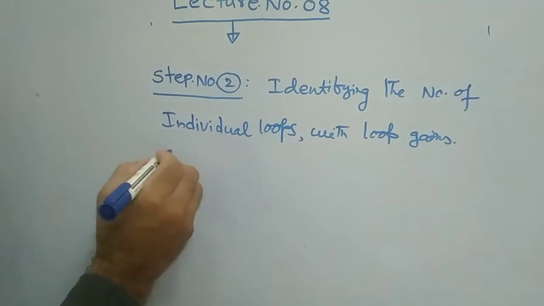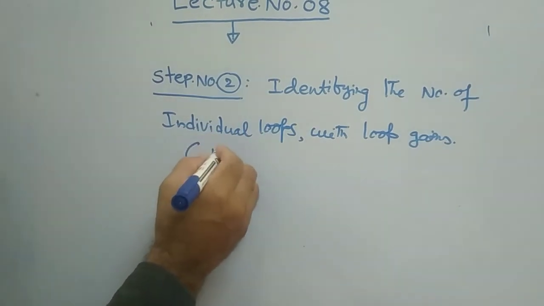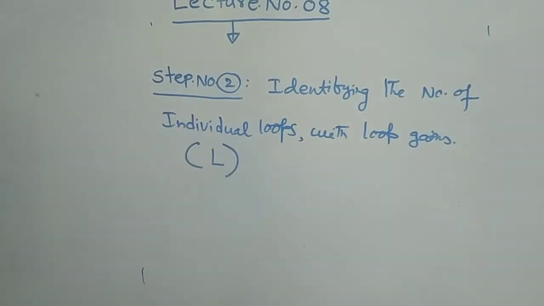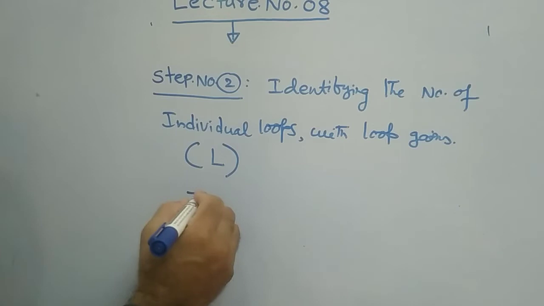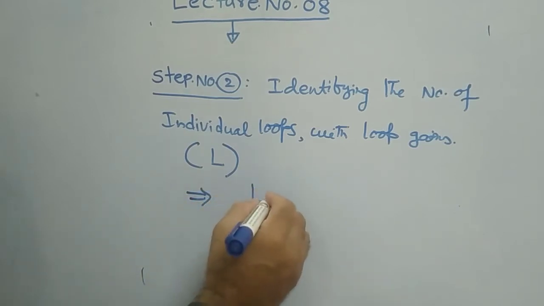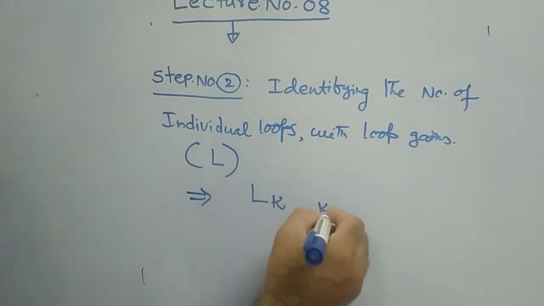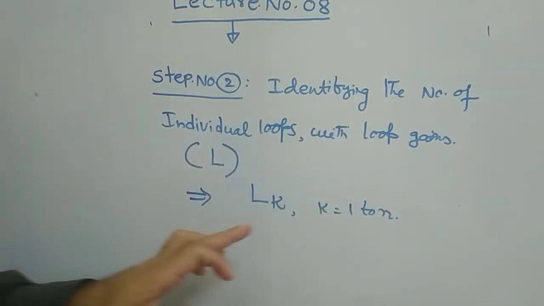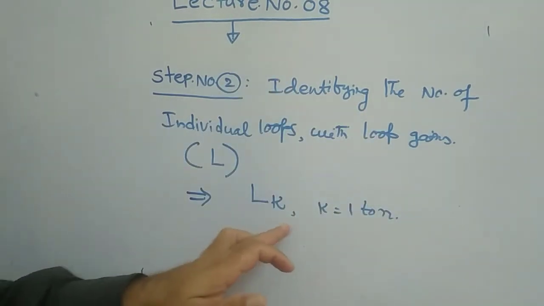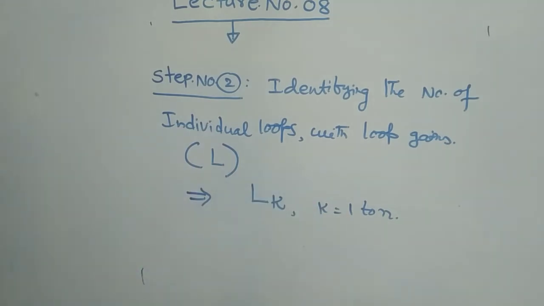Normally, the individual loops are identified by the letter L. Obviously, you can write it as L suffix k, where k is equal to 1 to n. Say for example, in the given signal flow graph, is there any individual loop?